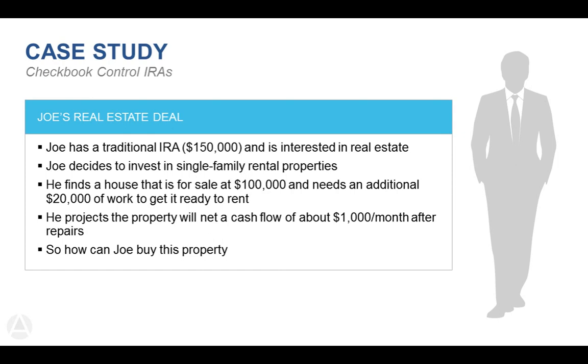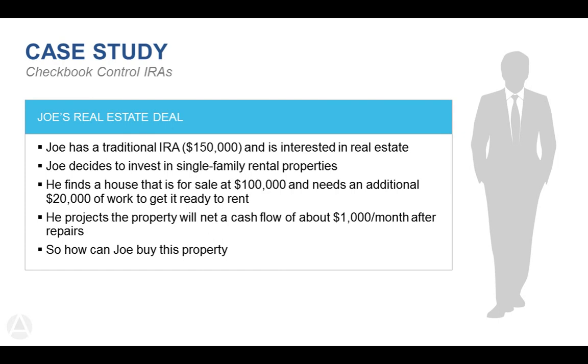So in this case, Joe has a traditional IRA with $150,000 invested in real estate. He wants to get into single-family property, so what does he do? He finds a single-family property to buy. He finds a house that's $100,000 that needs $20,000 of work to get it ready to rent.